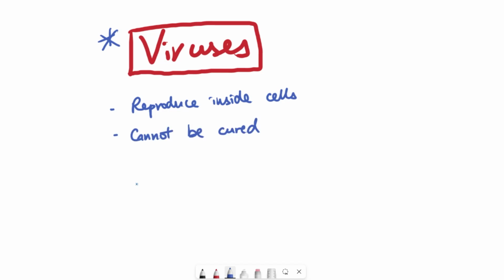That is also the reason why viral diseases cannot be cured, because you're going to have to destroy the host cell in order to get to the viruses, which is what the viral diseases actually do in the first place. So that's why we can't cure viral diseases, but we can give treatments, like painkillers, to sort out the symptoms.